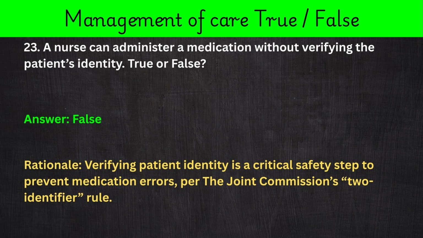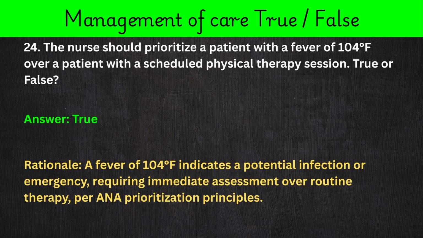23. A nurse can administer a medication without verifying the patient's identity. True or false? Answer: false. Rationale: verifying patient identity is a critical safety step to prevent medication errors, per the Joint Commission's 2 identifier rule. 24. The nurse should prioritize a patient with a fever of 104 degrees Fahrenheit over a patient with a scheduled physical therapy session. True or false?